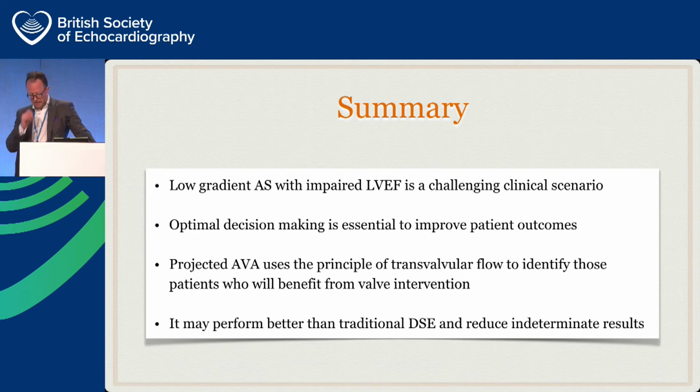So to summarise, this low gradient AS situation with impaired ventricle is a real challenge. We've been doing dobutamine stress echo for years, and I think we're now starting to get a handle on it. I think this projected process does help in a group of patients that you can't otherwise make a decision, and is better at helping to discriminate those people who would benefit from intervention from those that wouldn't. Yeah, I think that's it.